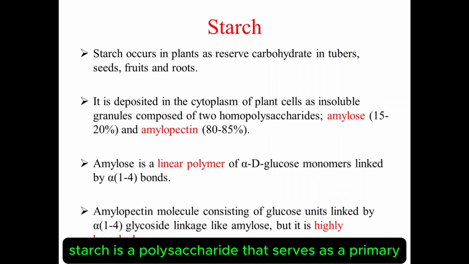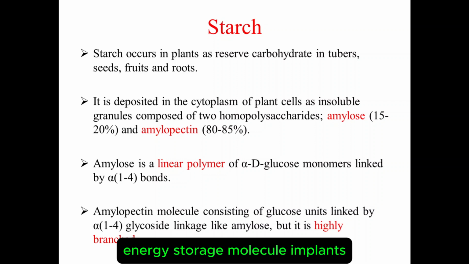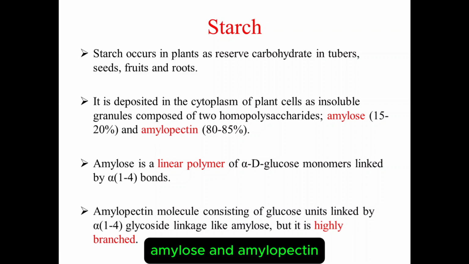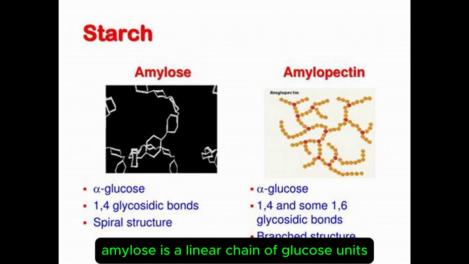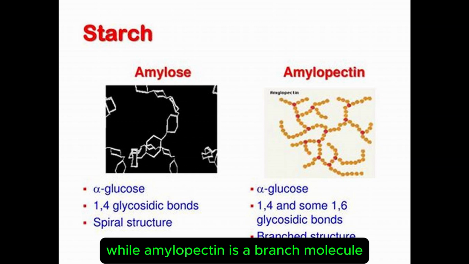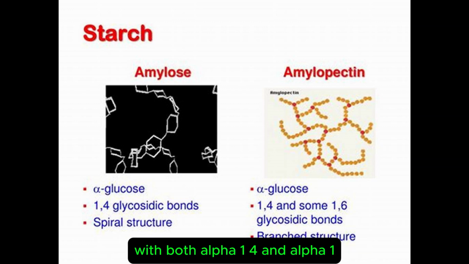Starch. Starch is a polysaccharide that serves as a primary energy storage molecule in plants. It is composed of two types of molecules, amylose and amylopectin. Amylose is a linear chain of glucose units linked by alpha-1,4 glycosidic bonds, while amylopectin is a branched molecule with both alpha-1,4 and alpha-1,6 glycosidic bonds.